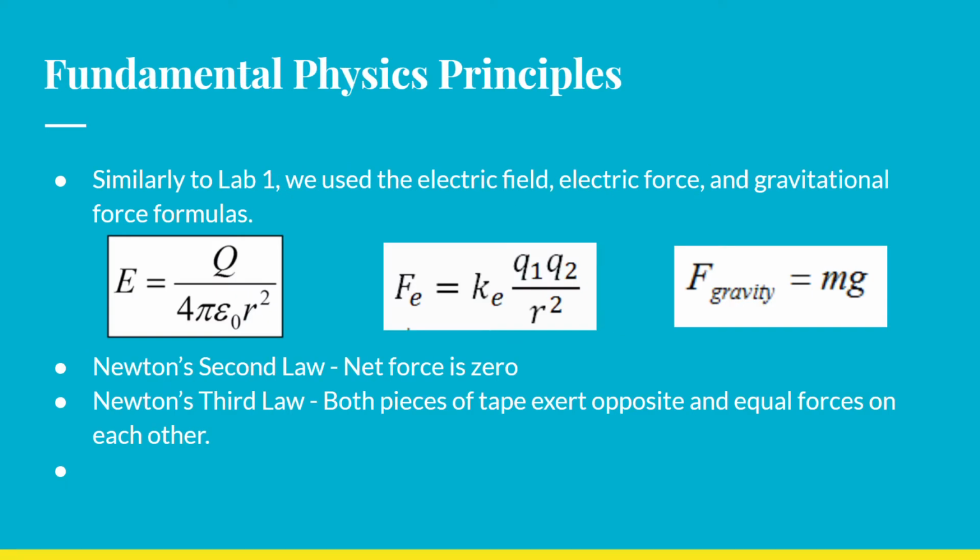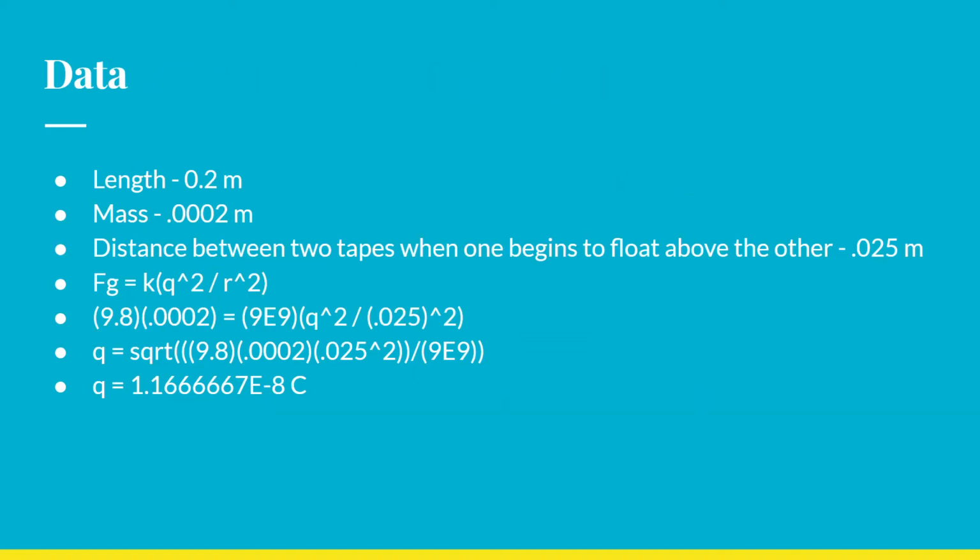There are some physics principles that we used in lab 1 that we also used in lab 2. These are the electric field, electric force, and gravitational force formulas, and you can see them right here. We also use Newton's second law, which means that if acceleration is 0, the net force is 0. So when things are in equilibrium, the net force is 0, and that's the case for our tape in this lab. We also use Newton's third law, which means that every action has an equal and opposite reaction, which is used to say that both pieces of tape exert opposite and equal forces on each other.